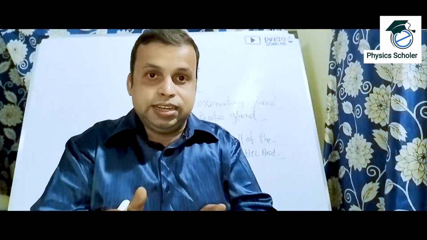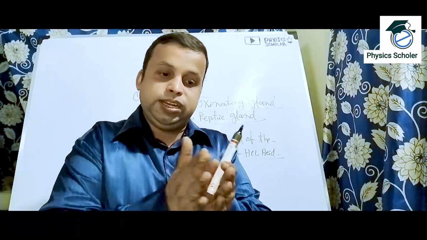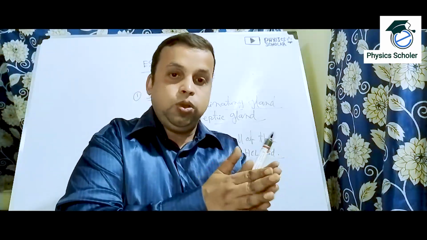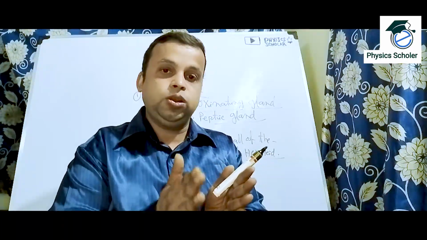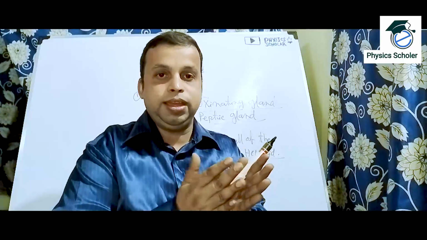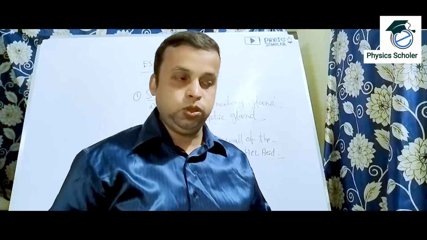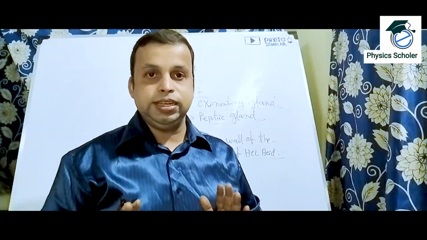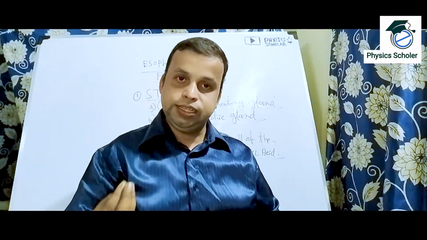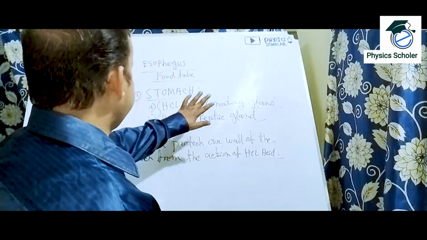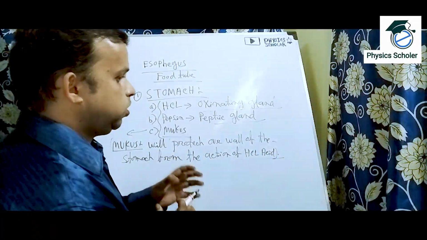Mucus will put a layer on the wall of the stomach, so it will prevent the acid from touching the wall of the stomach directly. Otherwise the acid can affect the wall of the stomach, and we have to suffer. An ulcer may form. To prevent that, the mucus is there inside the stomach, which will protect the wall of the stomach from the HCl acid, which is also secreted inside the stomach from the oxyntic gland. Another function of mucus is that it also makes the food slippery.